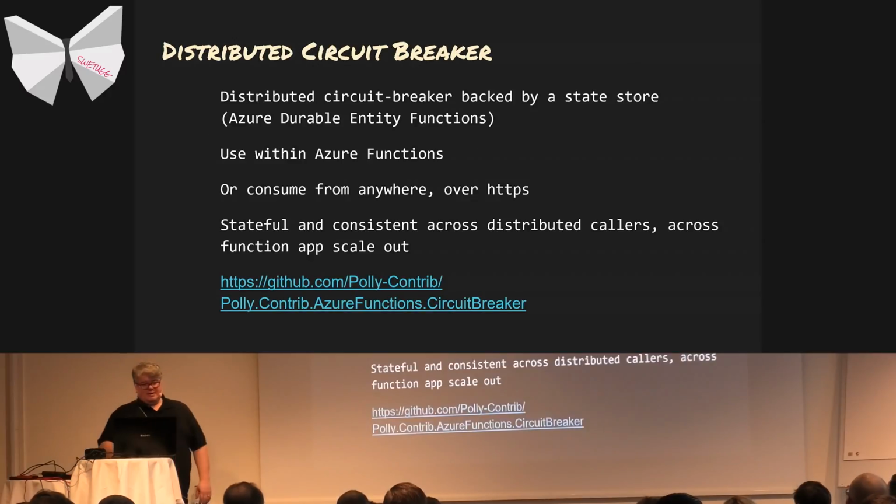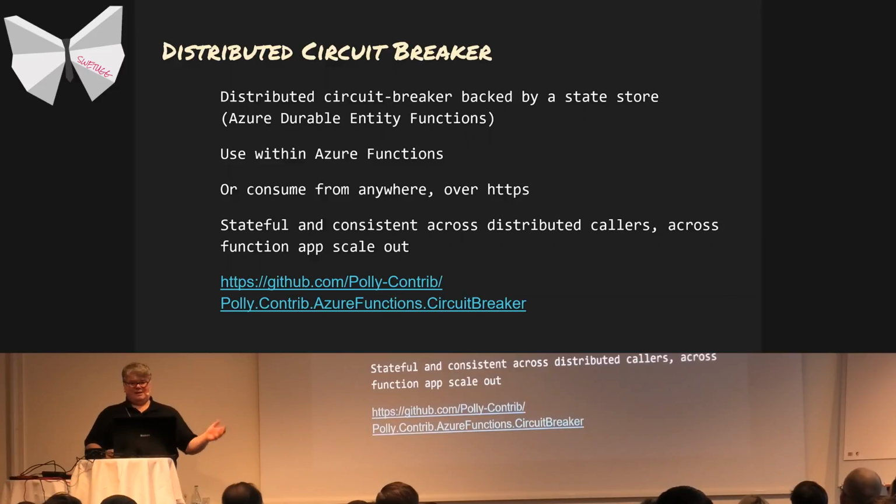Okay. So we also have a distributed circuit breaker because, you know, serverless functions and actors are inherently stateless, short-lived, so they can't maintain circuit stats, like how many calls have failed across calls. And they often exist in multiple instances, horizontally scaled, so they need to store and track the circuit state externally. And that's what this distributed circuit breaker is. It's a state store, which is using Azure Durable Entity Functions for that.